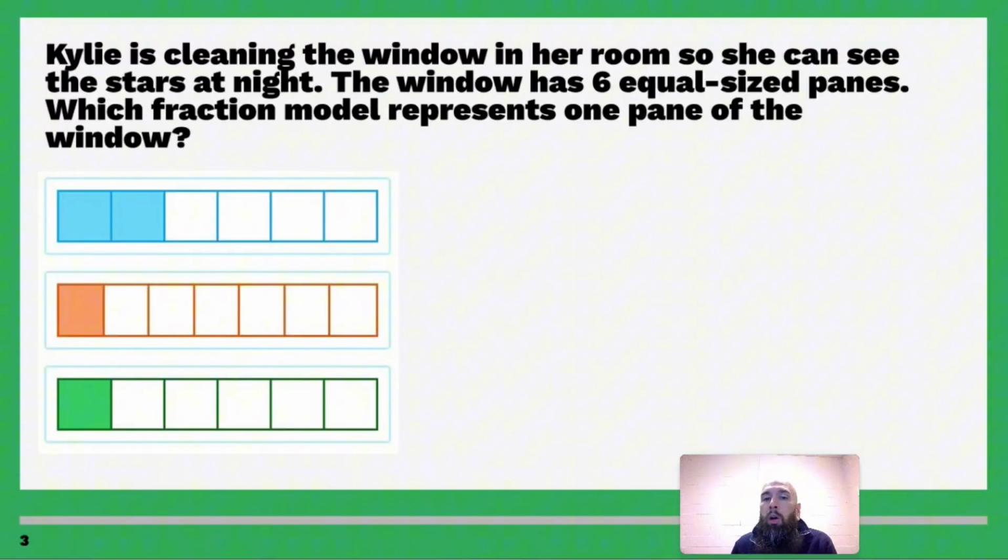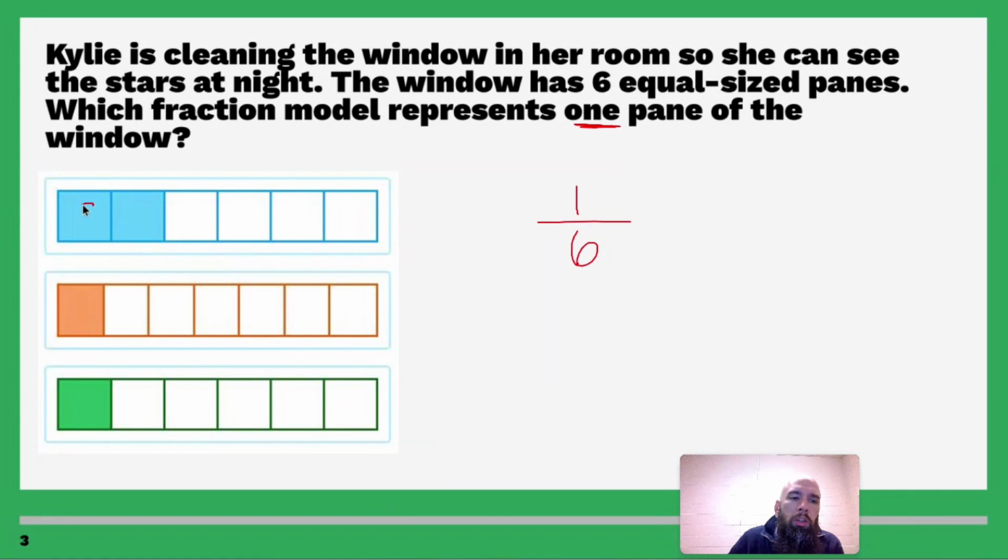Kylie is cleaning the window in her room so she can see the stars at night. The window has 6 equal-sized panes. Which fraction model represents 1 pane out of the window? So what we're going to do is let's turn this into a fraction first, and then look at this picture. She has 6 total equal-sized panes. That means if you look out your window, there's little squares, little rectangles. There's a total of 6 of them, so 6 is going to be our denominator. She wants to look at 1 pane, so we do 1 out of 6. Now, which one of these is going to look like 1 out of 6?